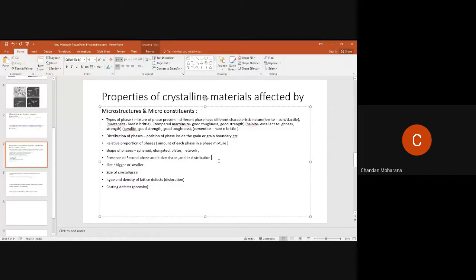We'll move to the presence of second phase and its size, shape, and distribution. Second phase, do you remember what the second phase is? Precipitate. Who told? Rameshwari. Yeah, she remembers. Precipitates are second phase.